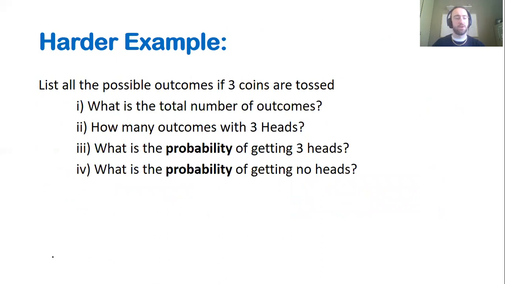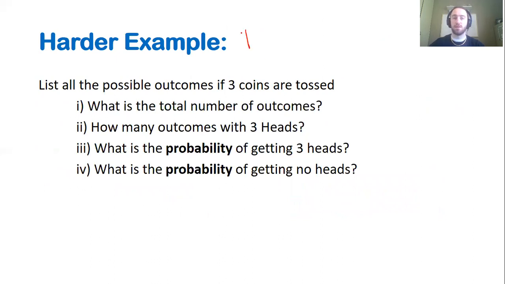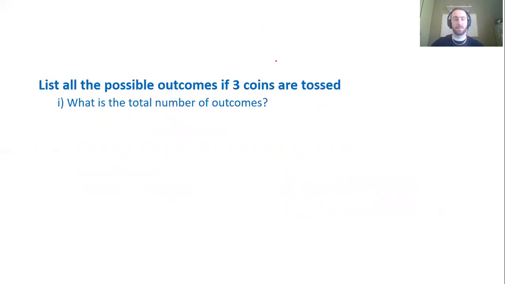Let's go ahead and try a harder example. I want you to try it on your own, and then restart the video when either you get stuck or you have a final answer. So at first, we're asked to list the possible outcomes if 3 coins are tossed. And then it's asking for the total number of outcomes. So with questions like this, I like to make a tree diagram. It helps organize my thoughts, it helps organize the question, and it looks nice.